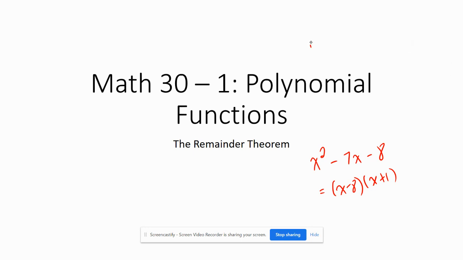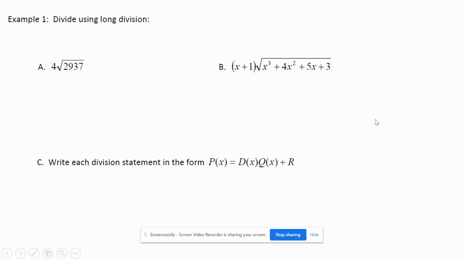Okay, so if you have something like x cubed minus 3x squared plus 3x minus 1, are you able to go ahead and factor this guy? Okay, so we need to learn some techniques to be able to factor degree 3, degree 4, degree 5 polynomials, and the remainder theorem is going to be one of those skills that we're going to need for those. All right, so example 1, we have to divide using long division.